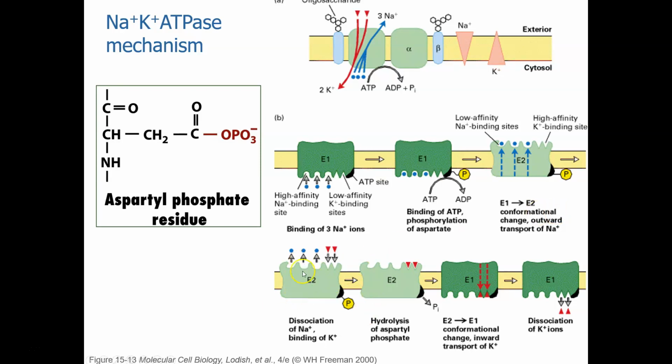So if we go back down here now, the sodium ions dissociate because they're now bound to low affinity sites, and the potassium ions are now, these are high affinity sites, so 2 potassium ions bind, and then that drives the hydrolysis of this aspartyl phosphate. So now we're right back to aspartate, and we release the phosphate into the cell, and that drives the conformation from E2 back to E1. Now these are low affinity binding sites for the potassium ions, and we have our high affinity sodium ion binding sites exposed, and now the whole cycle can start all over again.